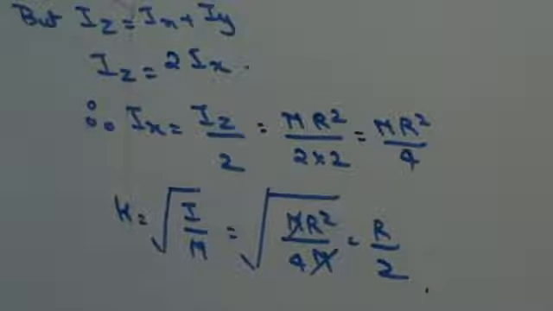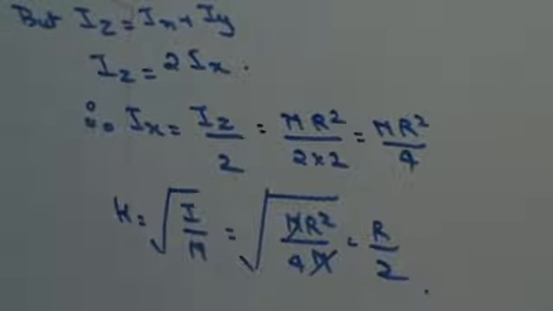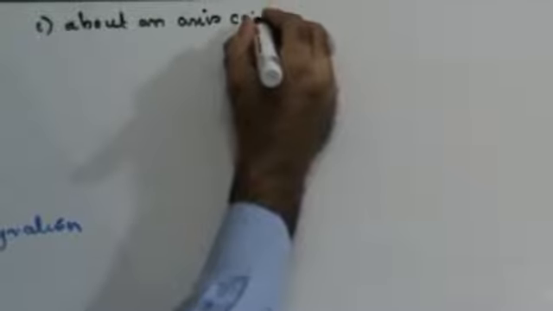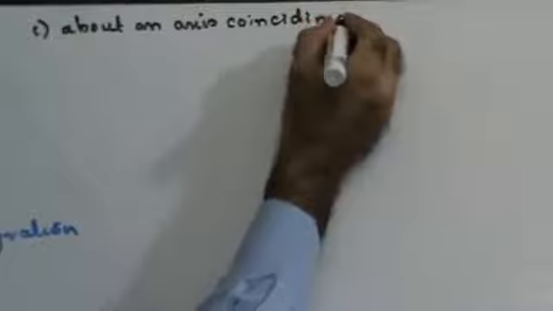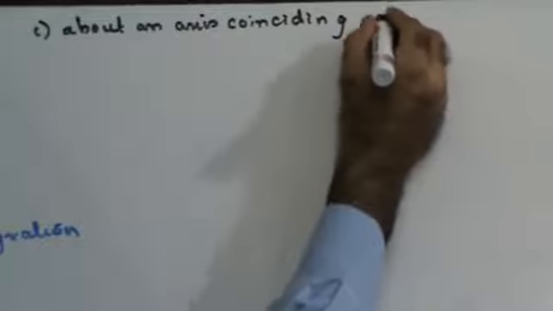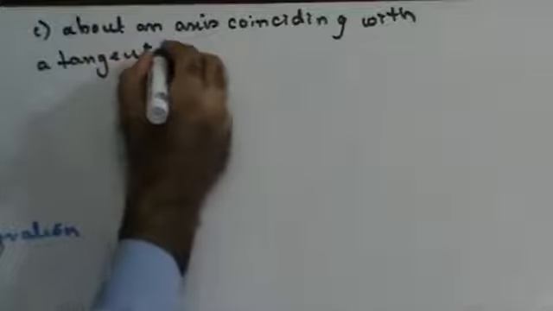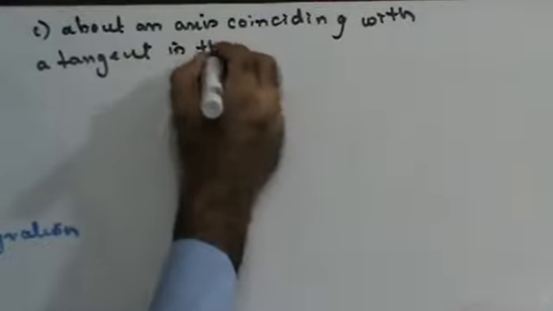Next, let us find out the moment of inertia of a disc about an axis coinciding with a tangent in the plane of the disc.